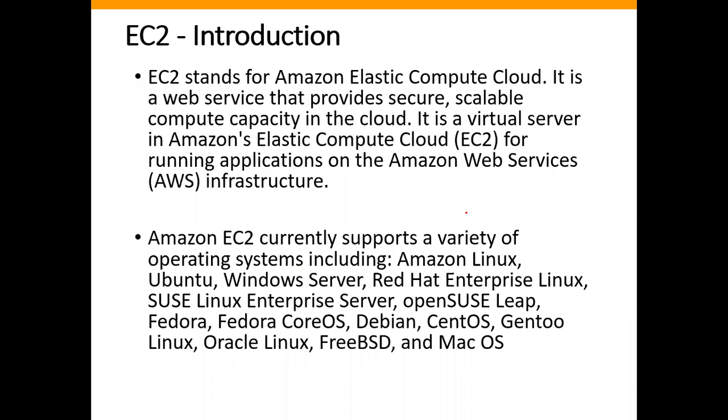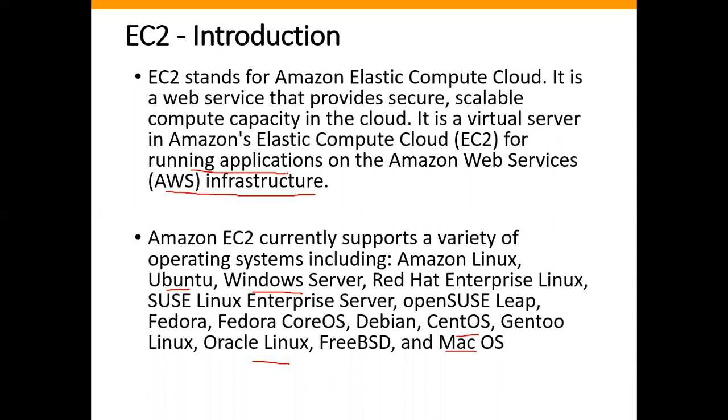And it is supporting a lot of types of operating systems: Amazon Linux, Ubuntu, Windows, even Mac, CentOS, Oracle Linux. There are a lot of types of operating systems we have. It is supporting those. And we are going to create these computers in AWS infrastructure to run our applications. On these machines, we can run any type of application.